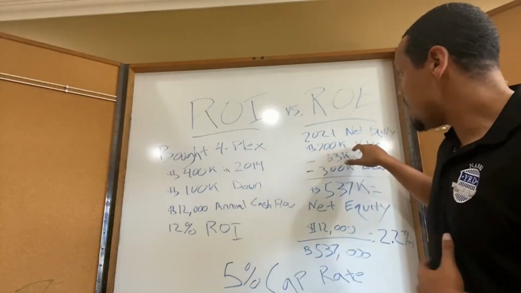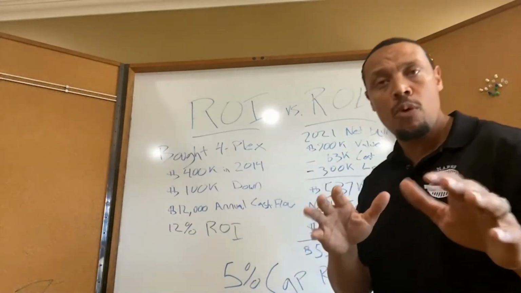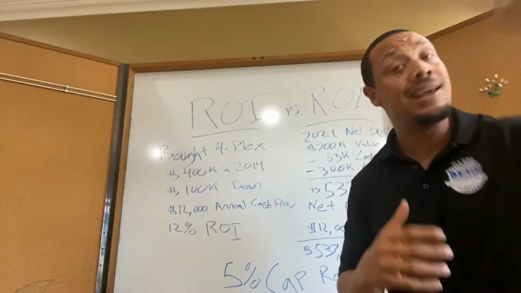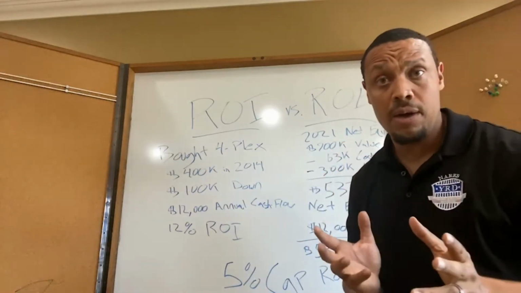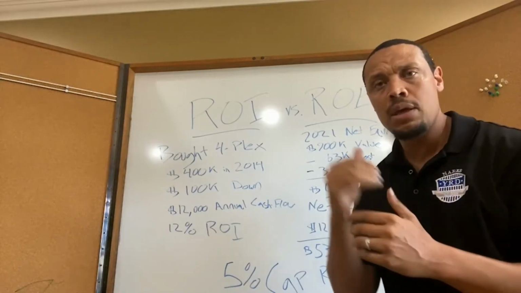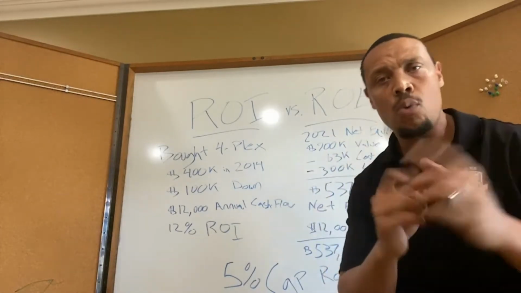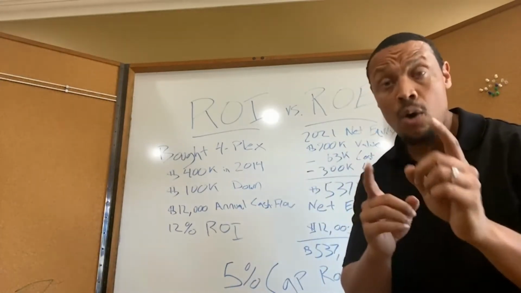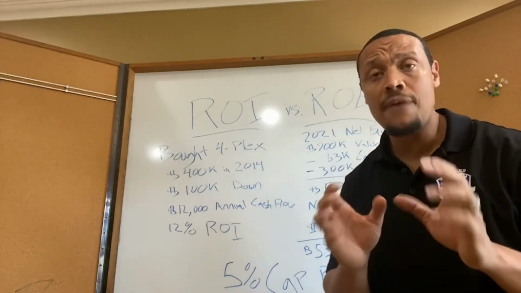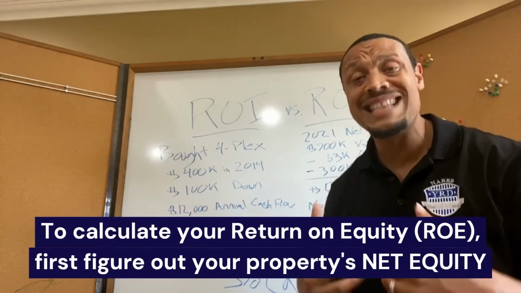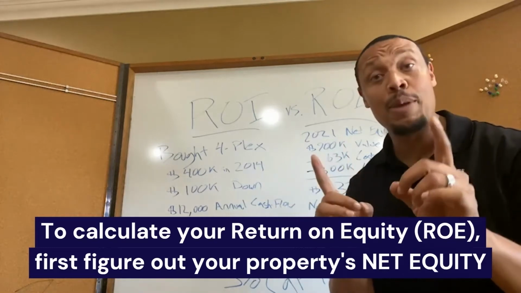But $900K in value. That's about what a fourplex is, give or take. There's some higher than that. There's some lower than that in Oakland right now. All right, but let's just say now your property that you bought for $400K is now worth $900K, right? Now, when you're calculating your return on equity, you have to first figure out what is your property's net equity. What do I mean by net?